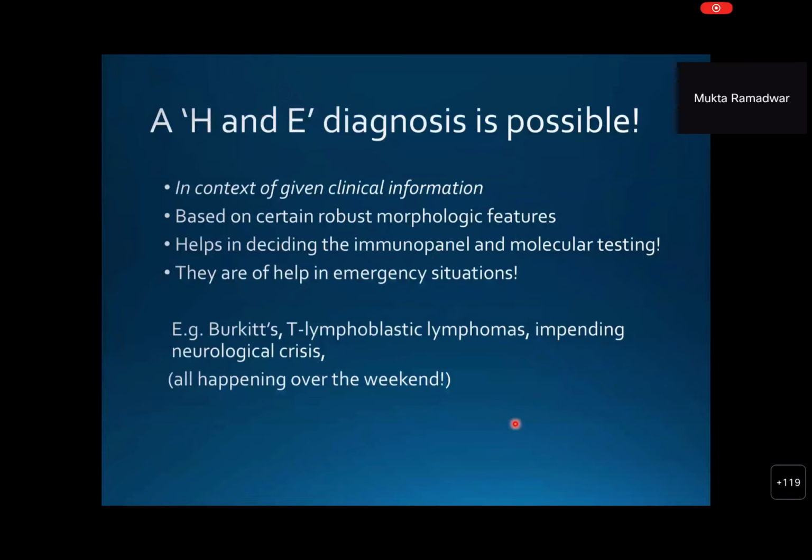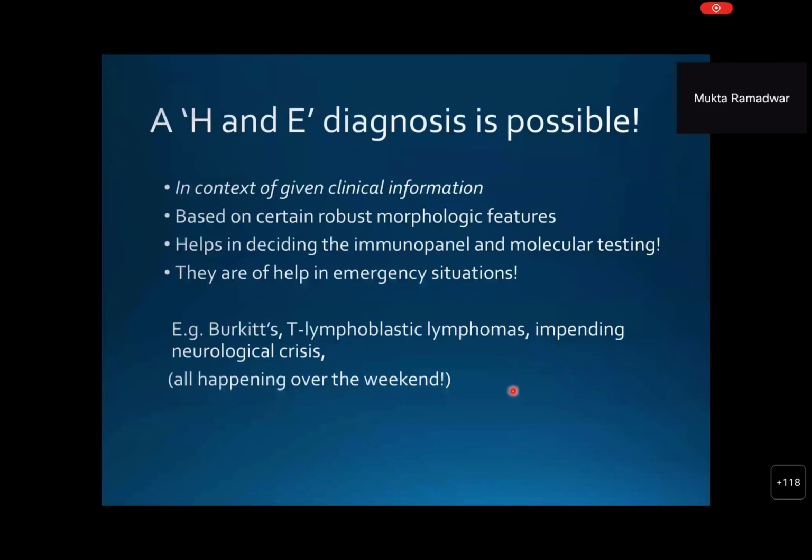At this point, I will also tell you that although immunohistochemistry is mandatory in the diagnosis, in some emergency clinical situations like the patient with Burkitt's lymphoma, T lymphoblastic lymphoma with SVC syndrome, or tumors with an impending neurological crisis, please do not shy away from giving a diagnosis. You can actually make a diagnosis of a given tumor being a lymphoma or not, and that is also a very critical diagnosis to be given on hematoxylin and eosin stain alone.